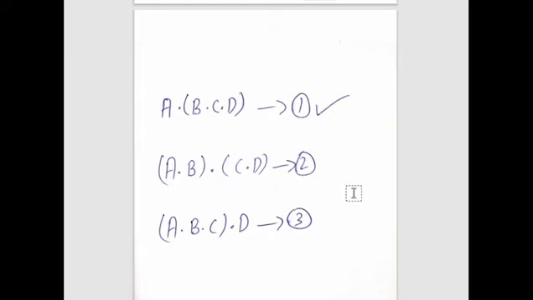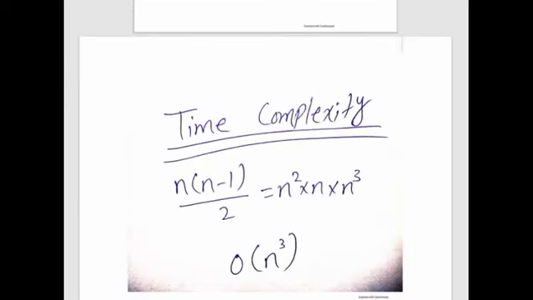Now let us discuss the time complexity of matrix chain multiplication using the dynamic programming. The formula we will be using over here is n into n minus 1 divided by 2. This will give us the approximate answer, that is n square. So now, as we are doing multiplications multiple times, we will be going for n times. So n square into n gives us n cube. So the time complexity will be big O of n cube. This will be the time complexity for the matrix chain multiplication.